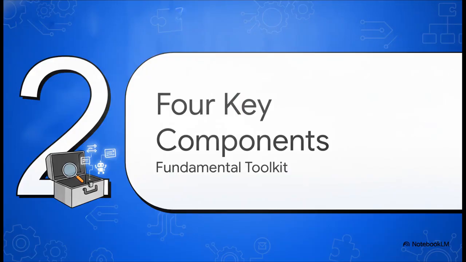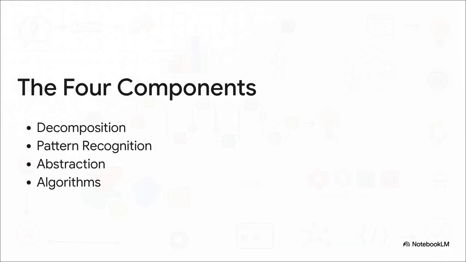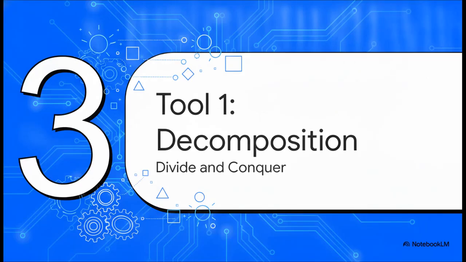Moving right along to the 4 key components, your fundamental toolkit. So inside this toolkit, we've got 4 main pillars. We have decomposition, pattern recognition, abstraction, and algorithms. These are basically the 4 tools you need to solve, well, pretty much anything. Now, for today's explainer, we're going to focus our energy entirely on making you absolute masters of the first 2, decomposition and pattern recognition. Let's dive right into Tool 1, decomposition, the classic divide-and-conquer strategy.